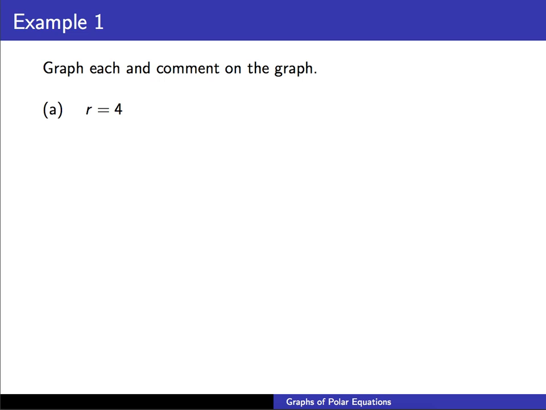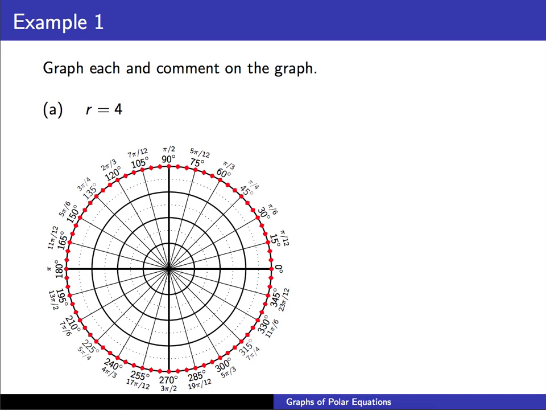Now we've seen similar ones to this in our section on polar coordinates, but for r equals 4, as long as the point is 4 units away from the origin, or 4 units away from the pole, it will be part of this set of points. As we can see, all those points form a circle where the center is the pole or the origin and the radius is 4. Again, each of these solid rings represents a unit of 1. So r equals 4 is a circle where the center is at the origin and the radius is 4.